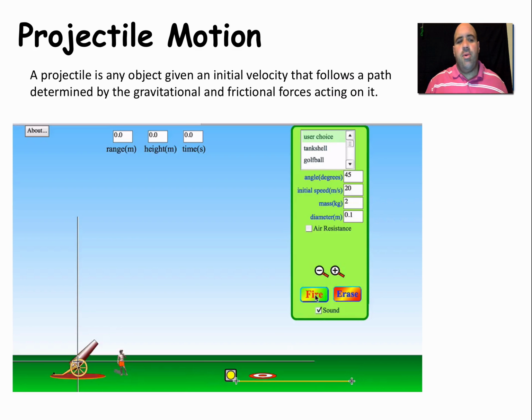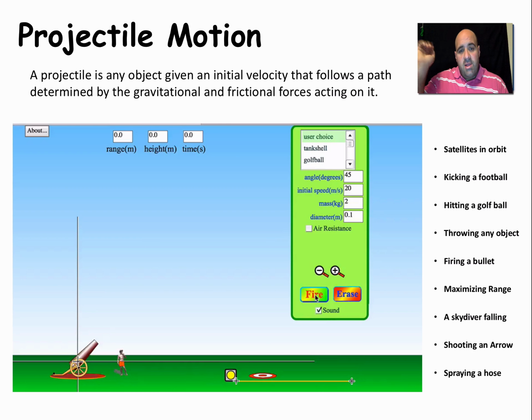Today we're going to be looking at projectile motion. What exactly is projectile motion? We have the fancy definition here. A projectile is any object given an initial velocity that follows a path determined by the gravitational and frictional forces acting on it. In simpler terms, if you throw a ball.